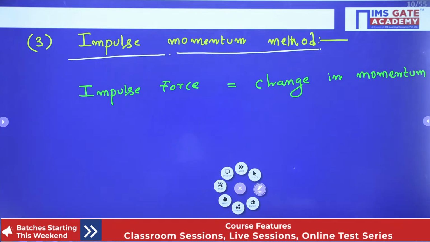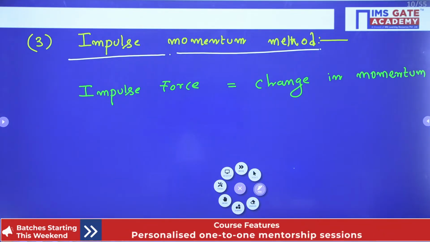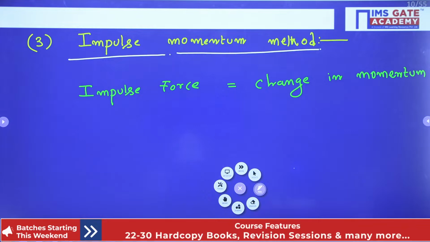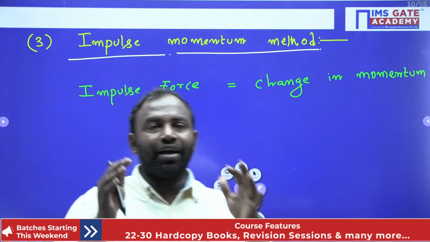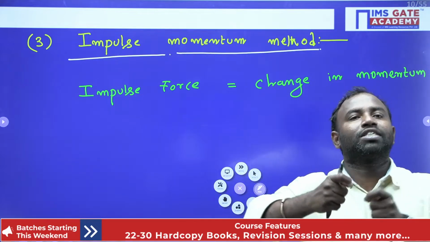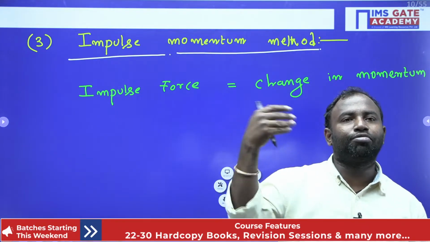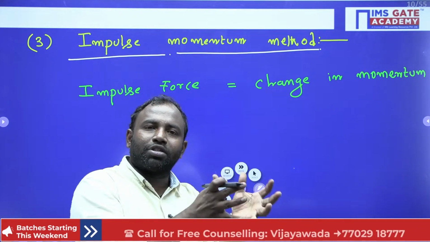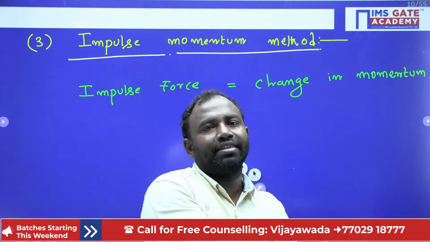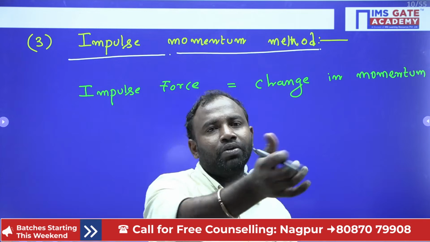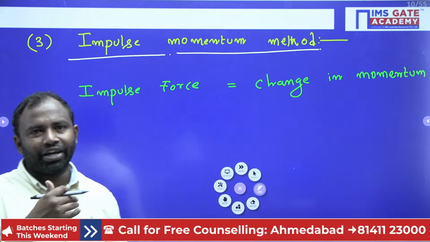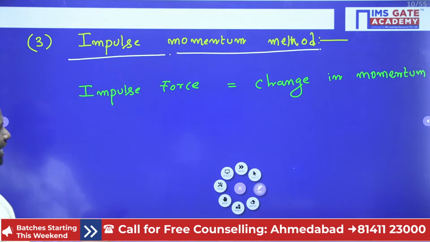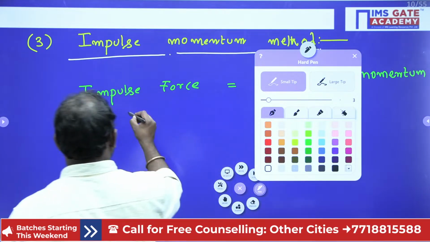Then what is impulse force? When a force is acting on a body for a certain period of time, if you multiply the force with the time, then it is considered an impulse force. Are you getting my point? Suppose a force of 10 newtons is applied on a body for 10 seconds. Now my impulse force is equal to 10 newtons into 10 seconds. That is how I get the impulse force. Clear everybody, guys?